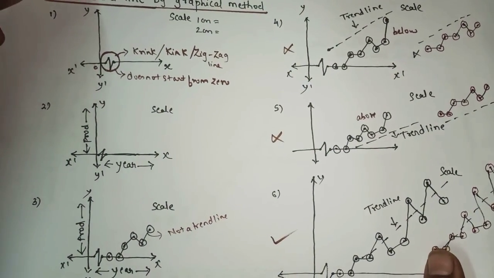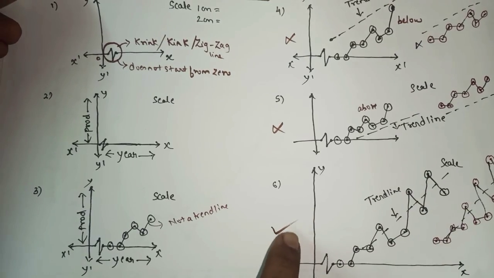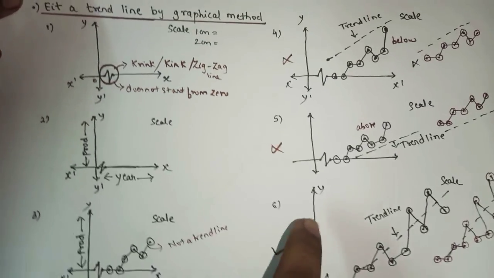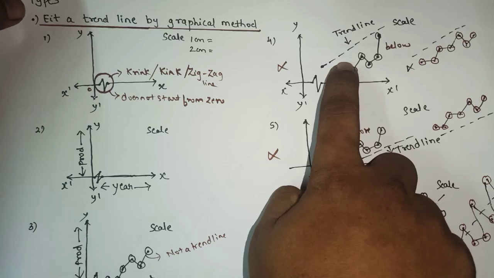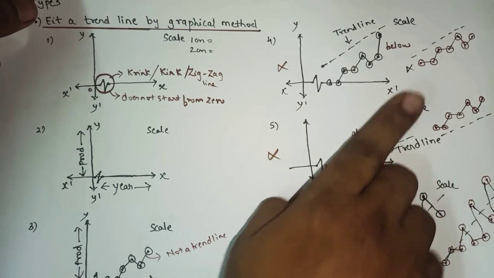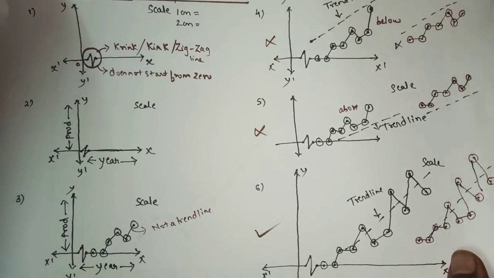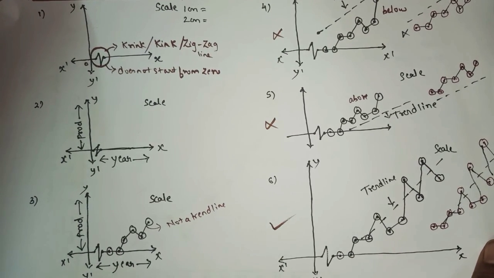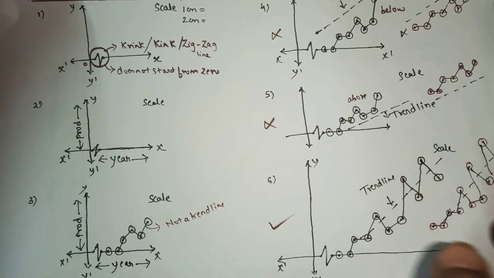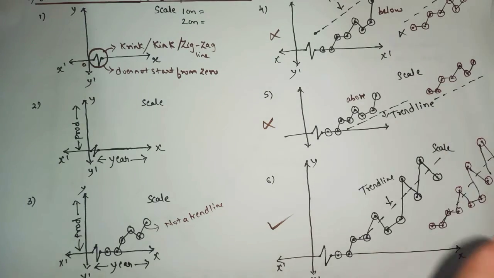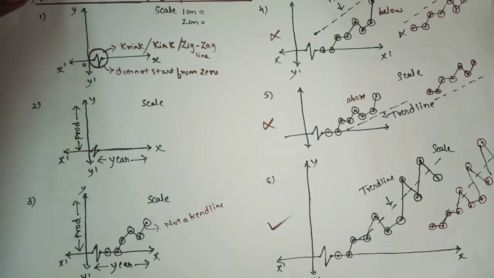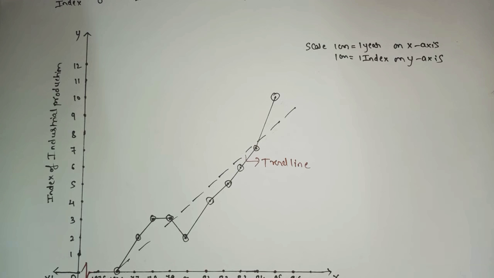So what is the proper method, the proper way to draw the line? Point number 6, you cannot draw the line showing all the points lie below or showing all the points above. It should pass between the points in such a way that when you draw, some points should lie below and some points should lie above. I hope you all understood type number 3, how to fit a trend line.